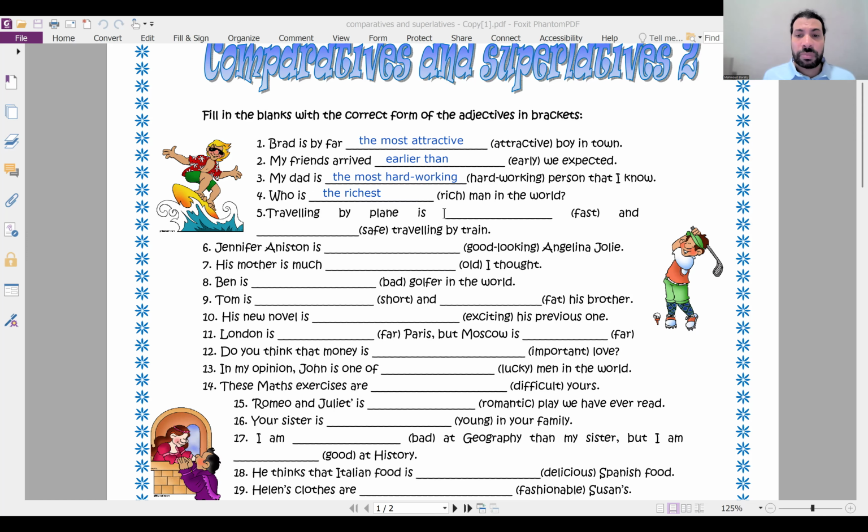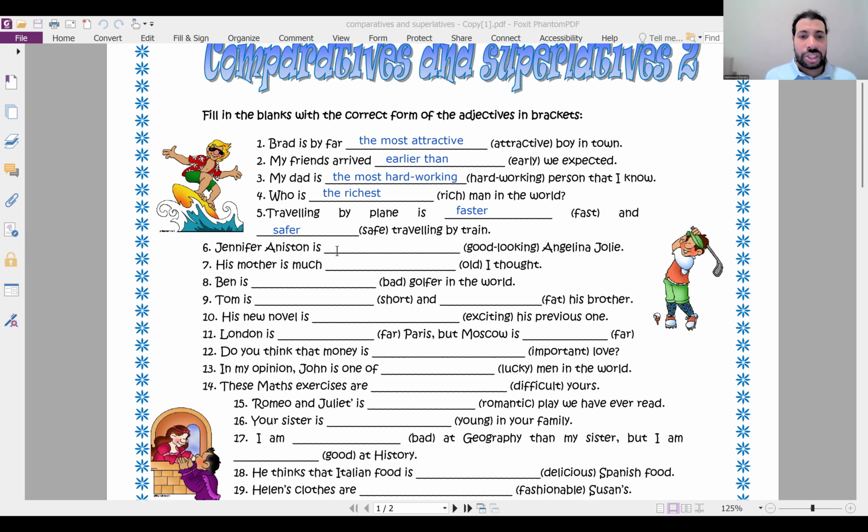Number five, traveling by plane is, and yeah, great, by train. So I'm comparing here between plane and train. So it will be faster, and here it will be safer.